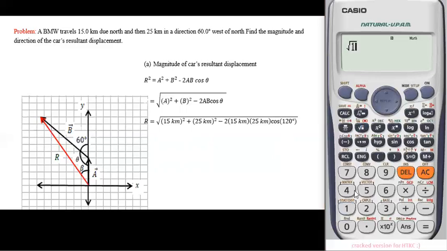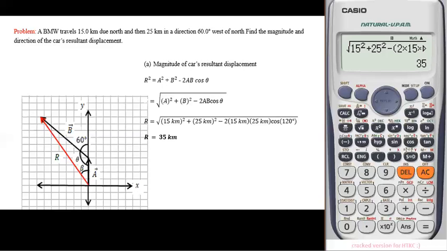That is A squared, which is 15 squared, plus 25 squared, minus 2 times 15 times 25 times cosine 120 degrees. So the value of the car's resultant displacement is equal to 35 kilometers. Okay?